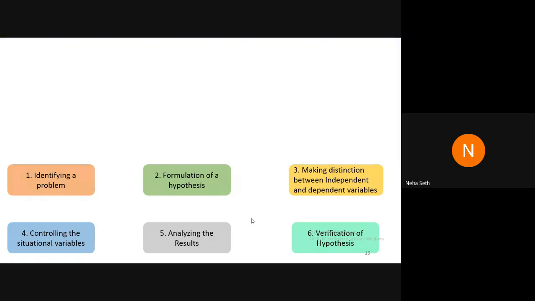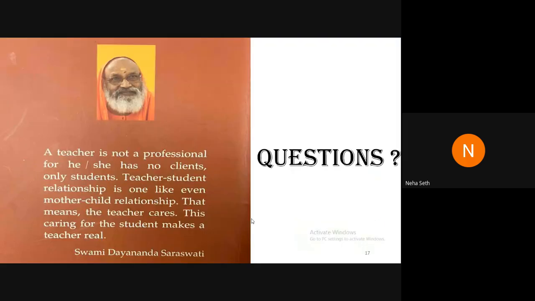Please come to the next slide. This is the last slide, and I will end with this quotation by Swami Dayanand Saraswati, who said that a teacher is not a professional, for he or she has no clients. We as teachers don't have clients, we have only students. The teacher-student relationship is like a mother-child relationship. That means the teacher cares without expecting anything from the students. This caring for students makes a teacher a real teacher.